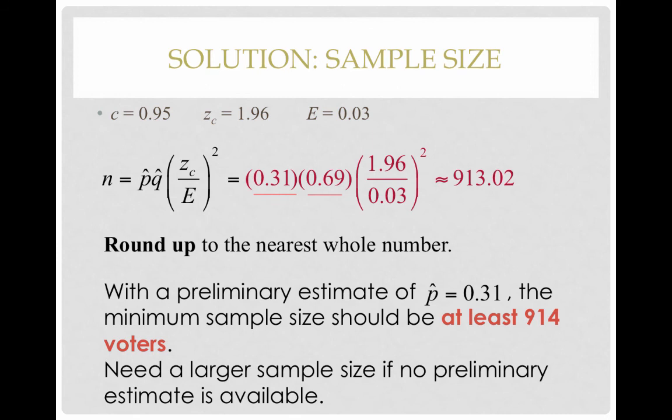That's why we're using the estimate of 0.5 when we don't know it. We're going to say, okay, well, we're going to allow for the greatest margin of error and get our largest sample possible.